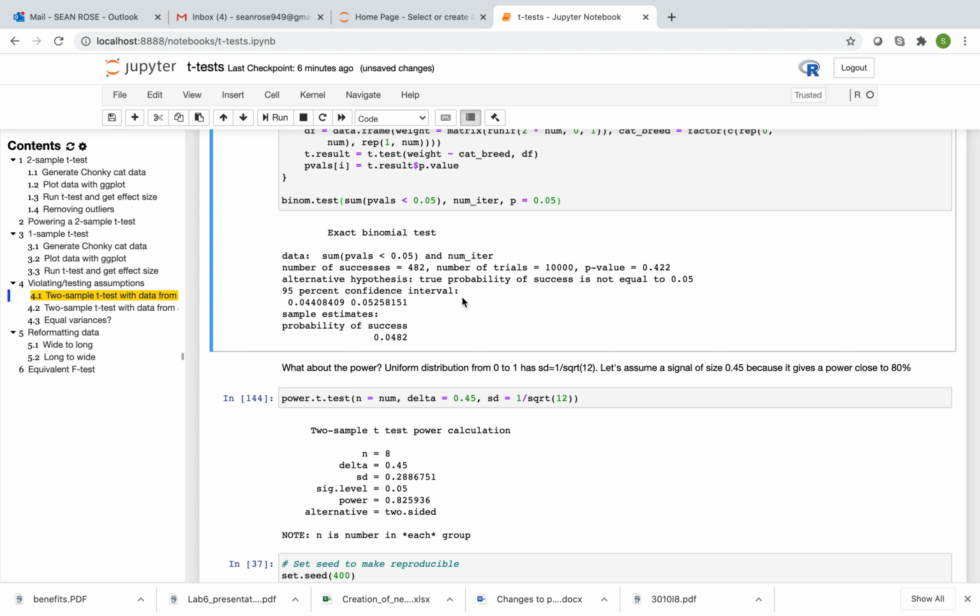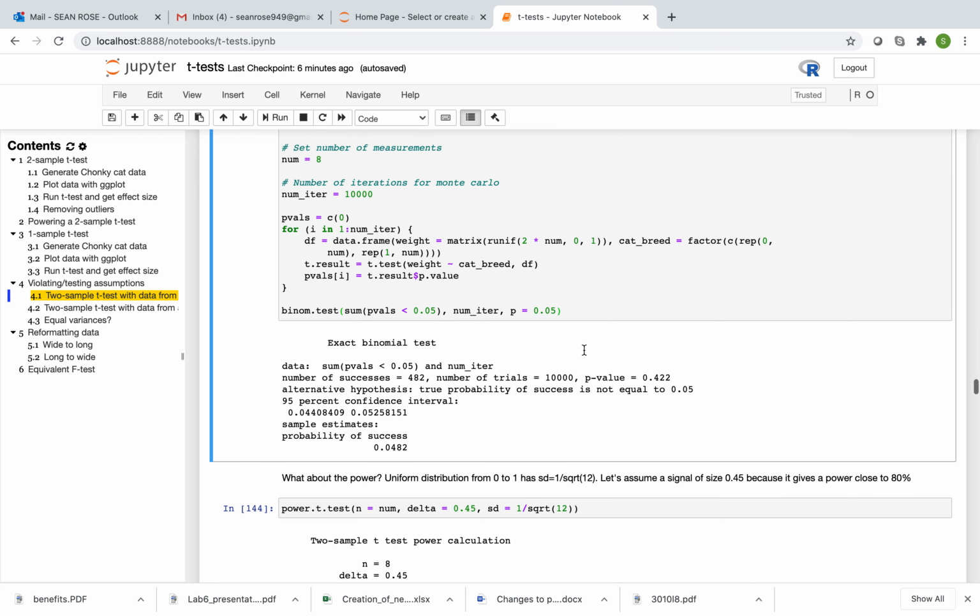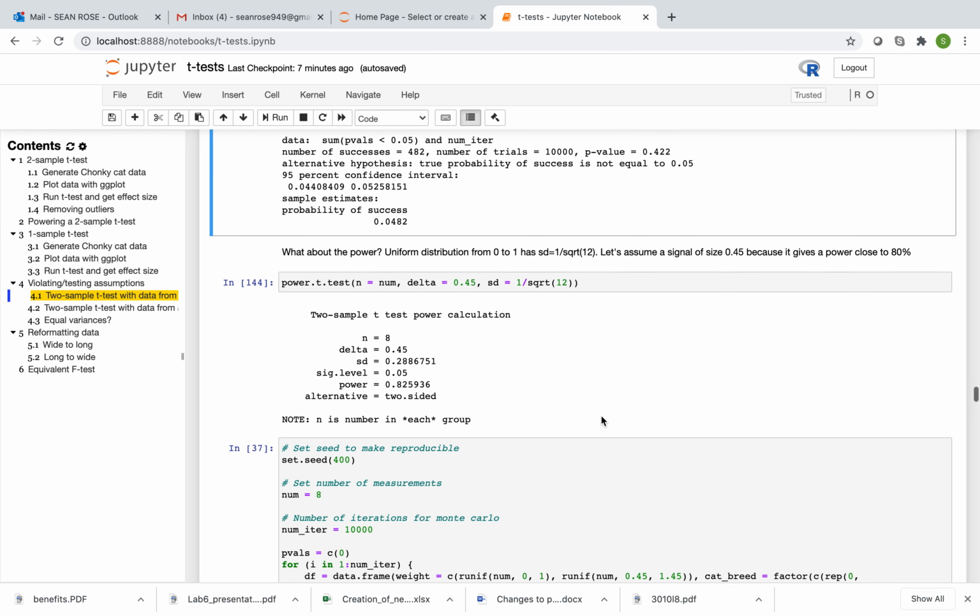So what that really means is that despite the fact that I totally just mucked up the distribution and didn't follow the assumption of our data coming from a normal distribution, the type 1 error rate was almost entirely unaffected. It was 482 for 10,000 cases. I am 95% confident it's somewhere between 4.4 and 5.3%, which is really, really close to the desired probability of a type 1 error of 5%. So again, the t-test showing how robust it is.